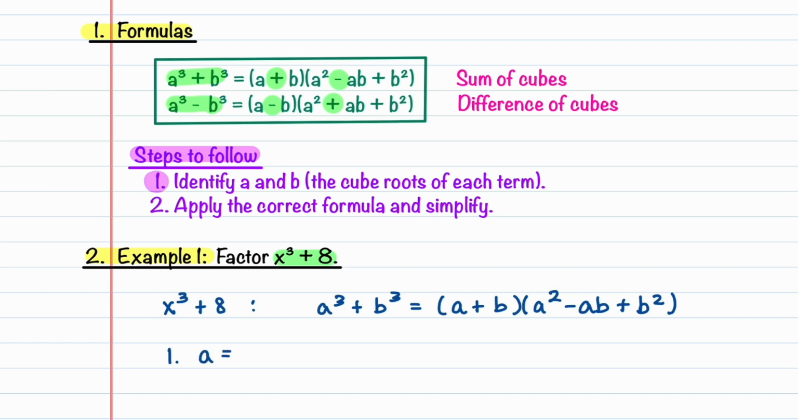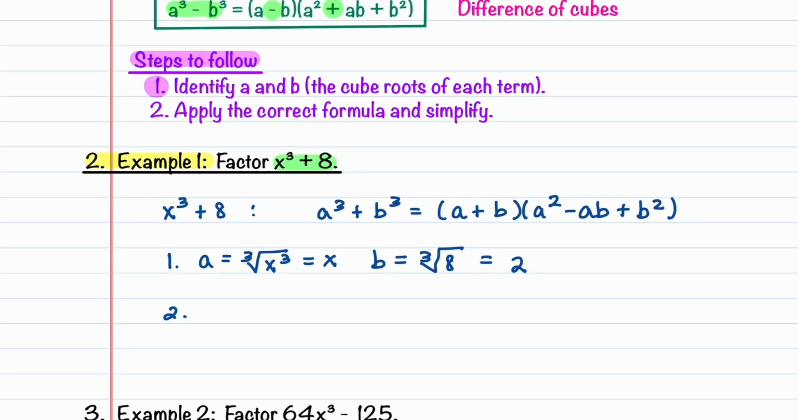A is the cube root of our first term, which is x cubed, so that's just going to be x. And then b is the cube root of our second term, which is 8. The cube root of 8 is equal to 2, because 2 times 2 times 2 is equal to 8.